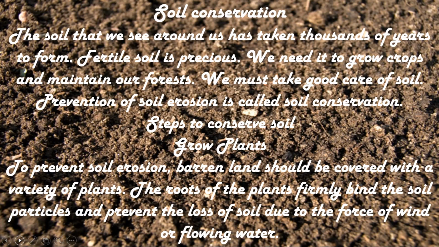Fertile soil is precious. We need it to grow crops and maintain our forests. We must take good care of soil. Prevention of soil erosion is called soil conservation. Steps to conserve soil. Grow plants. To prevent soil erosion, barren land should be covered with a variety of plants. The roots of the plants firmly bind the soil particles and prevent the loss of soil due to force of wind or flowing water.